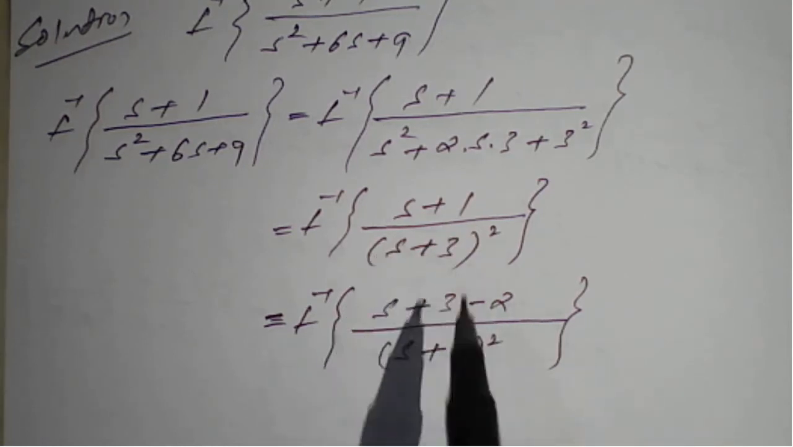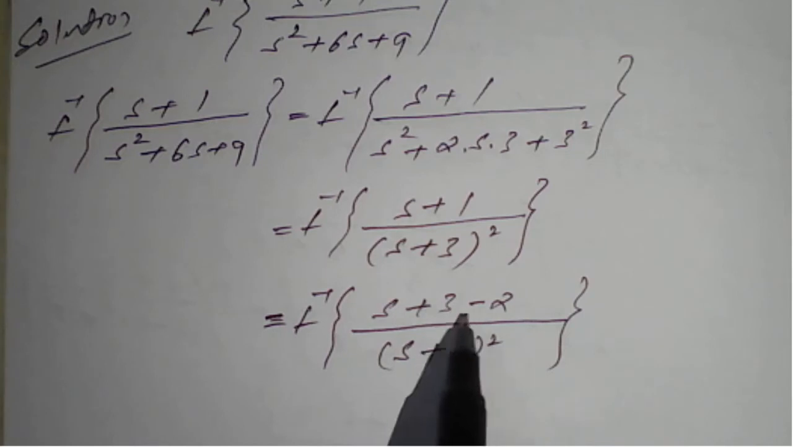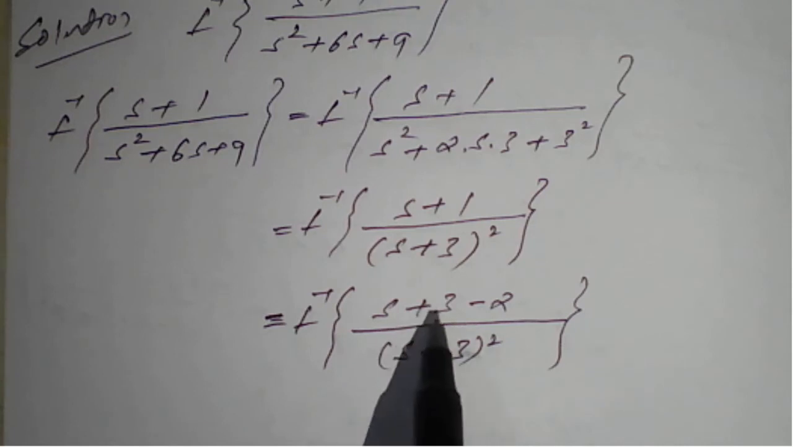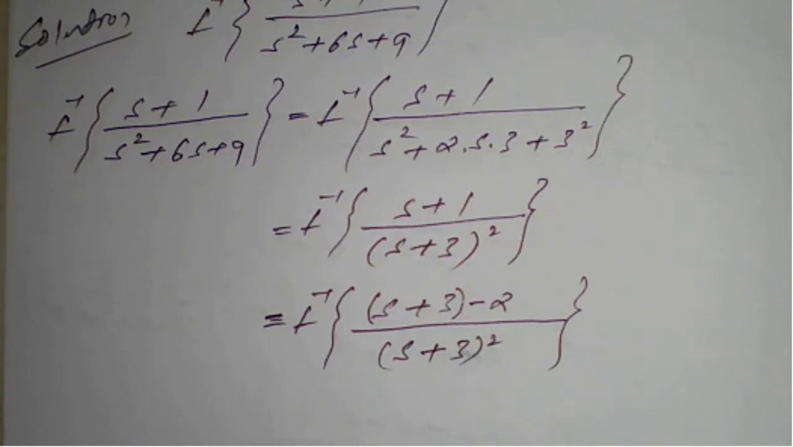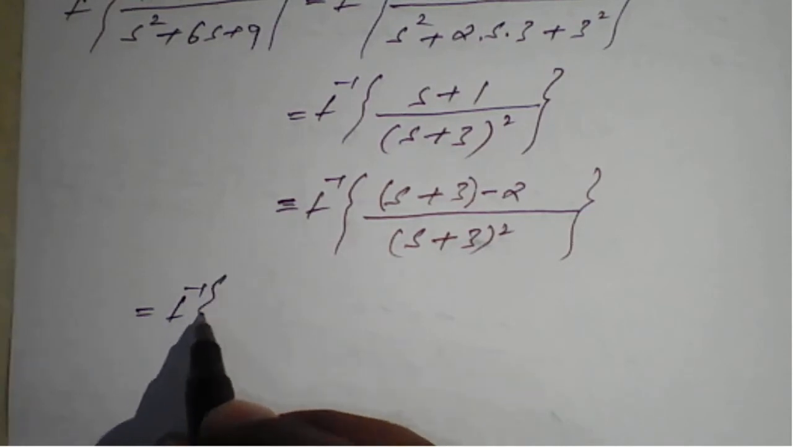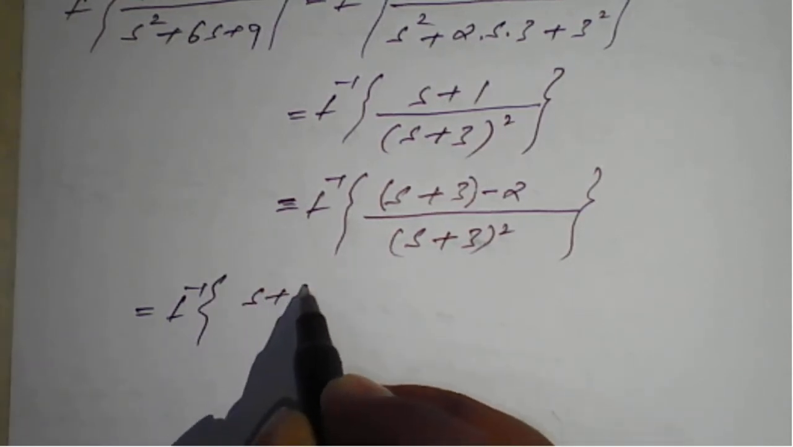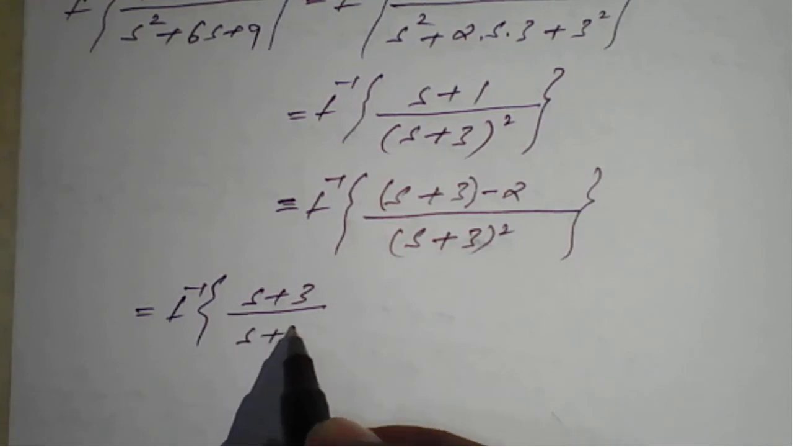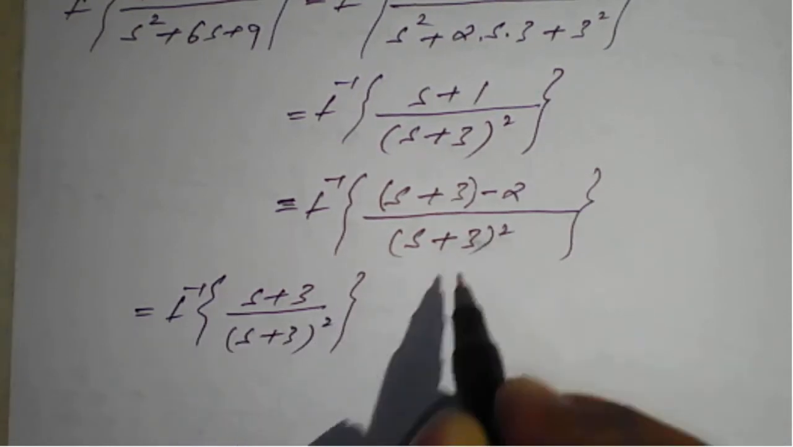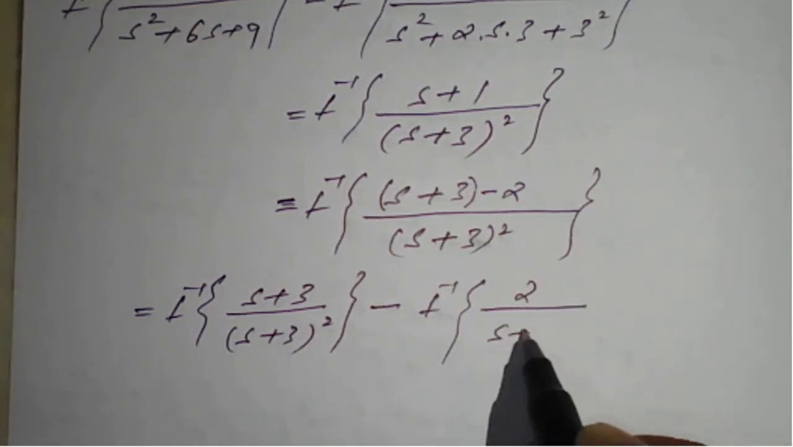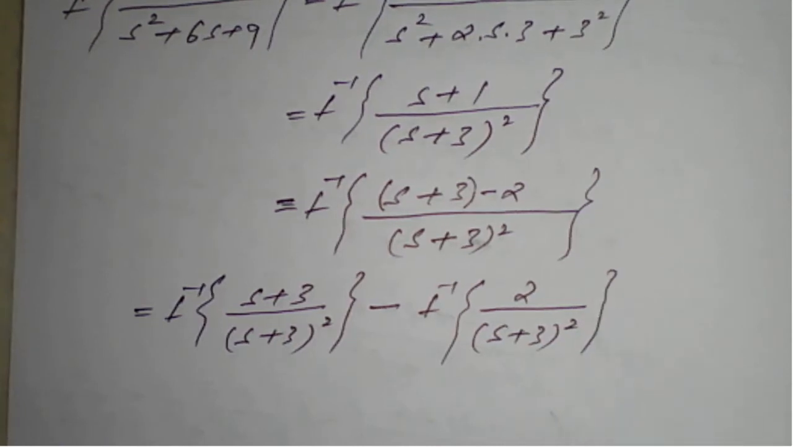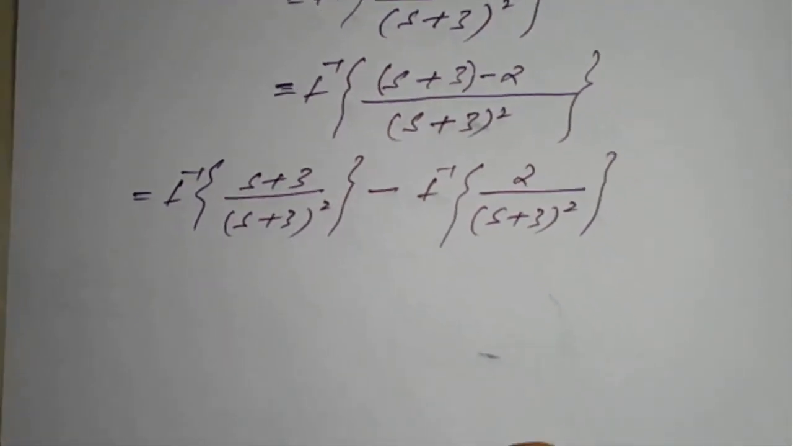We have to make this arrangement in such a way that whatever term s plus 3 is there in the denominator, the same term should fall in the numerator also. For this we'll put a bracket and separate now. Therefore inverse Laplace of s plus 3 divided by s plus 3 square, and another term minus inverse Laplace of 2 divided by s plus 3 square. We separate like that. If you take the LCM, you will get back the same again.